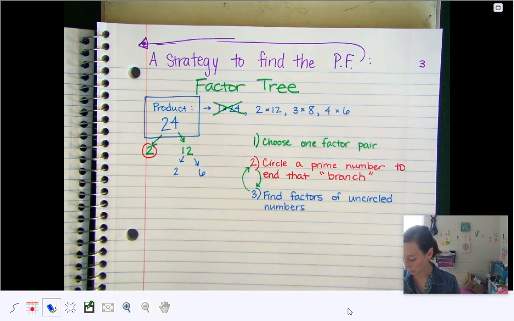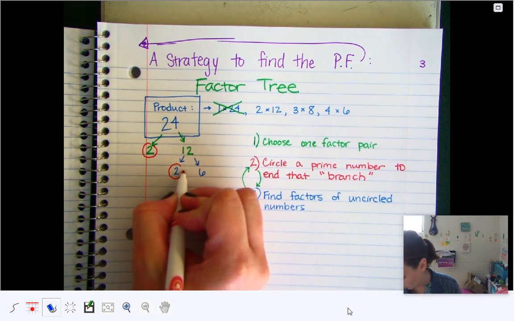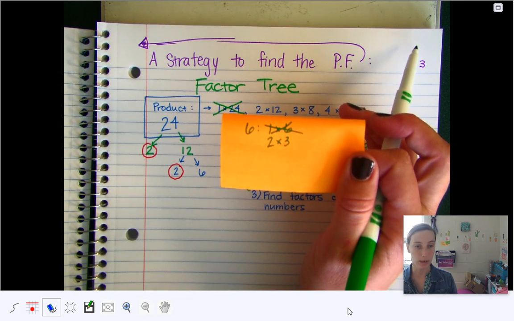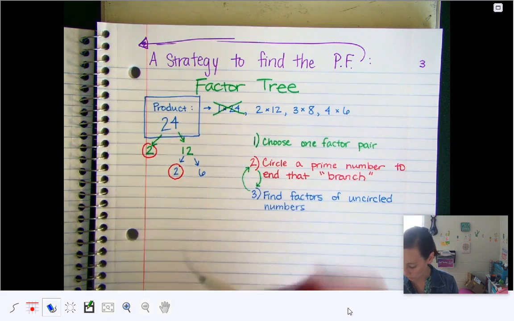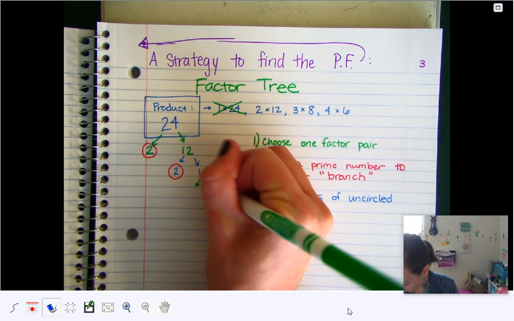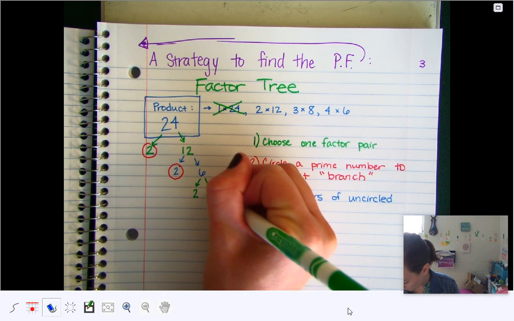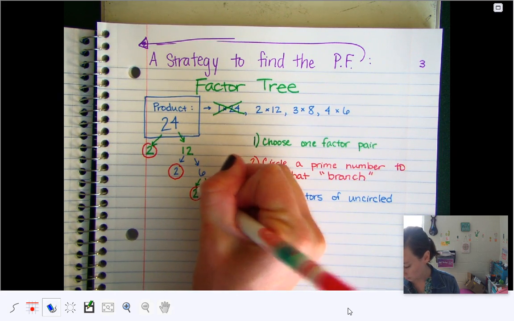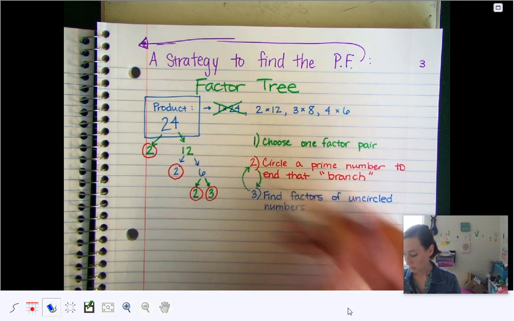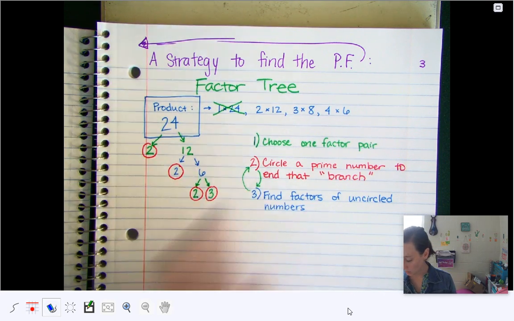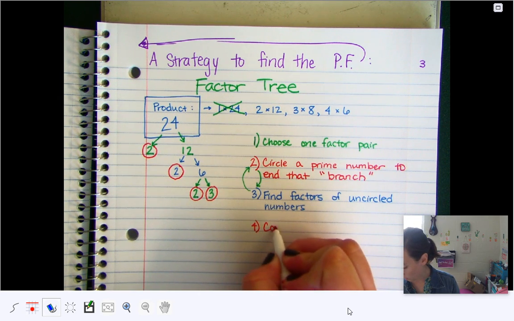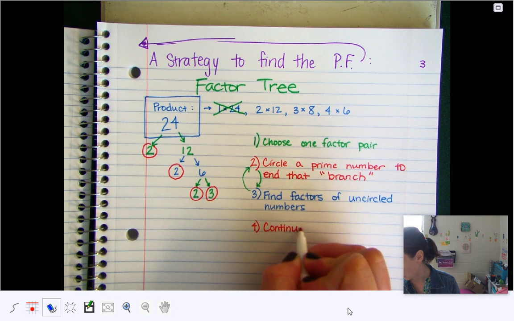So 2 is a prime number. I circle it. That branch is over. 6 is not a prime number, though, so I need to find factors of 6. Well, the factors of 6 are 1 times 6 or 2 times 3. I can't do 1 times 6, so I'm going to do 2 times 3. And good news, those are both prime numbers. So I'm going to continue on until all the branches have a circled number.